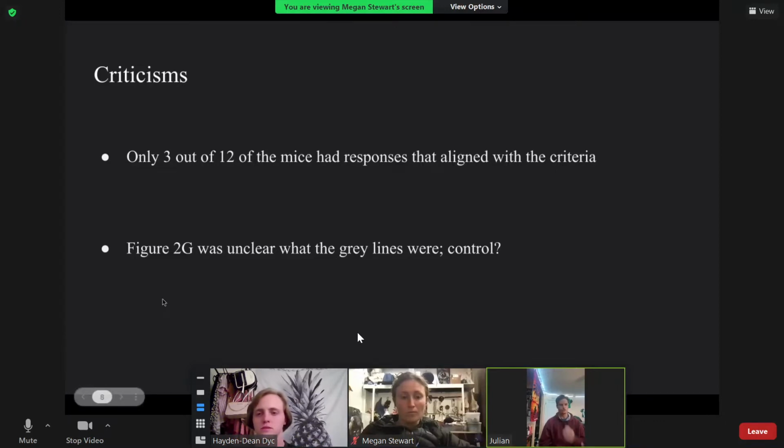There was a little bit of uncertainty on the gray lines that appeared as shown before, and we deduced that they were part of the control. However, still being unclear, it was just interesting to note.